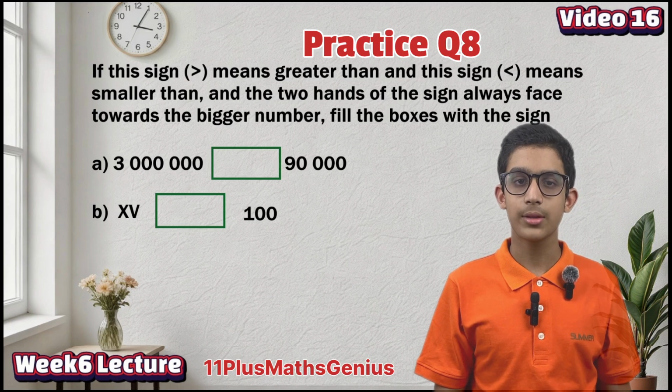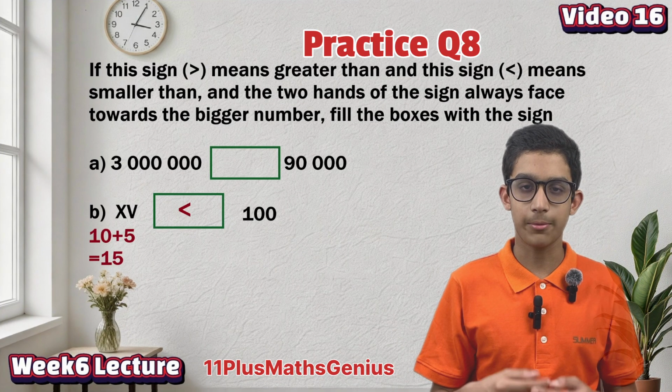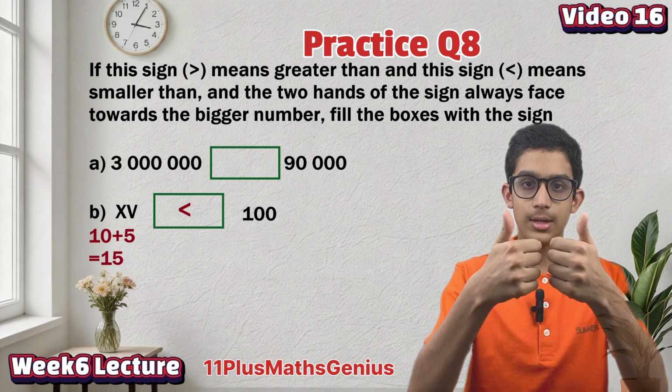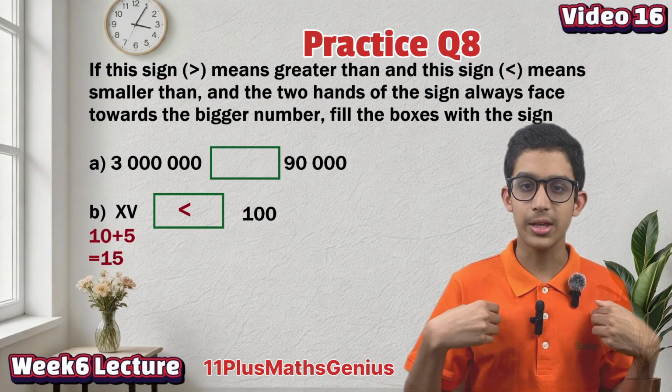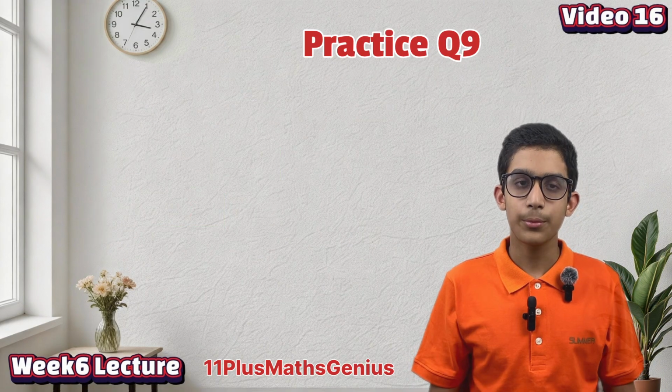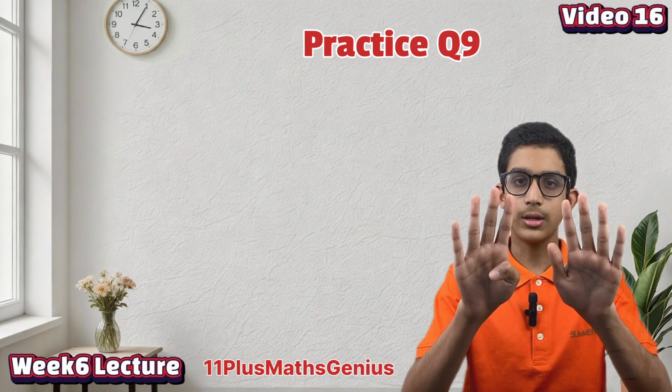Let's do B. XV means 10 plus 5, or 15. So we put less than here. Practice question 9 for you.